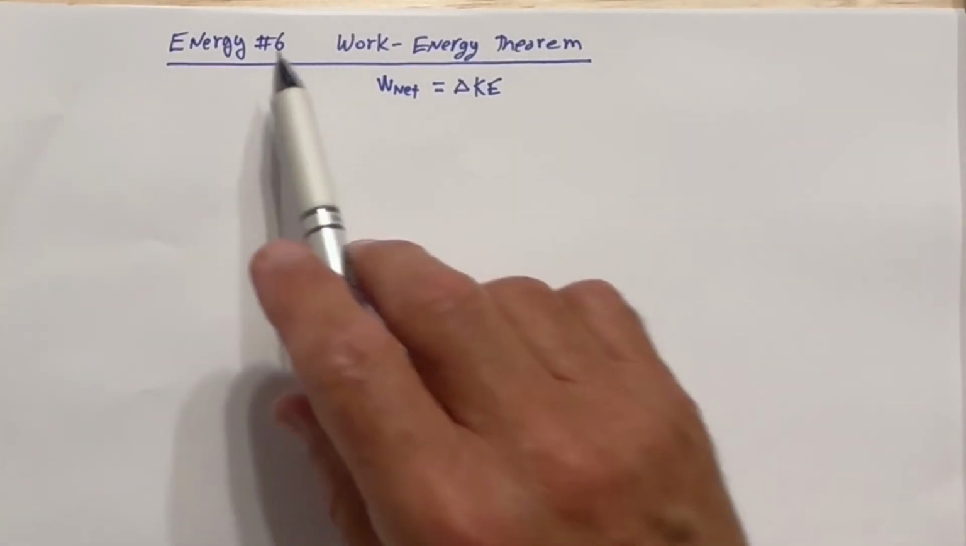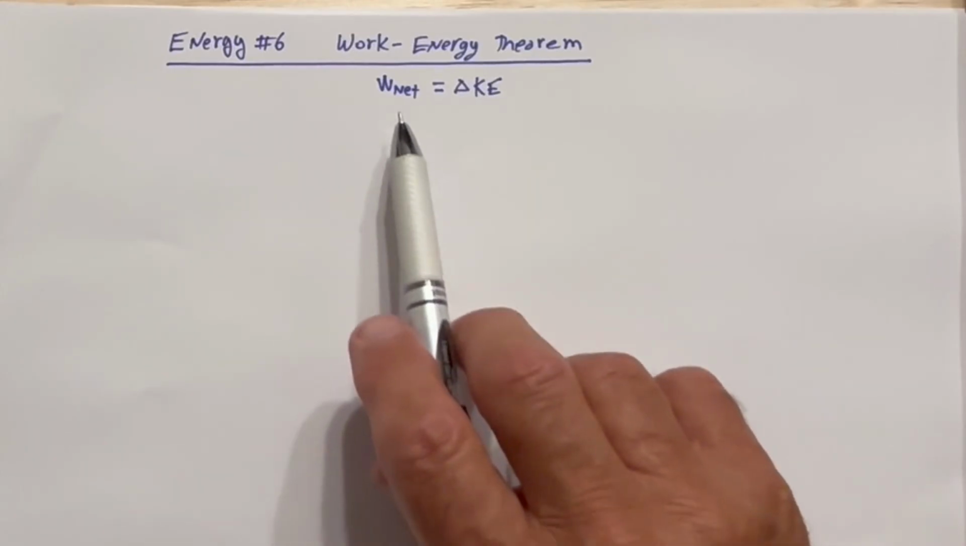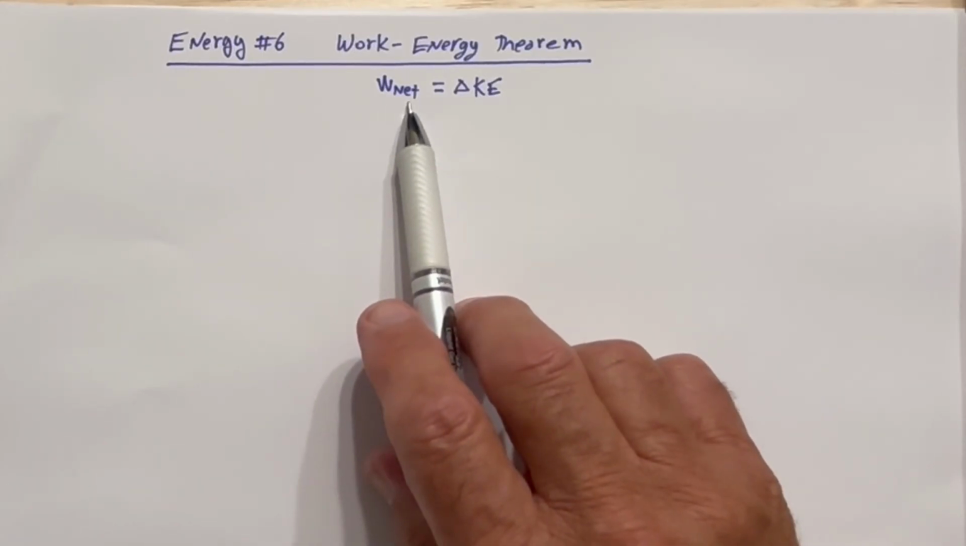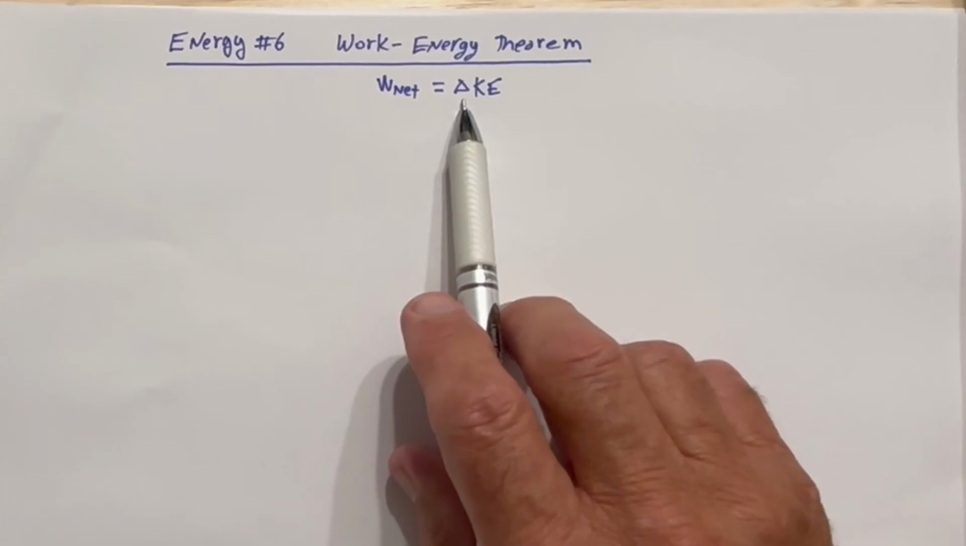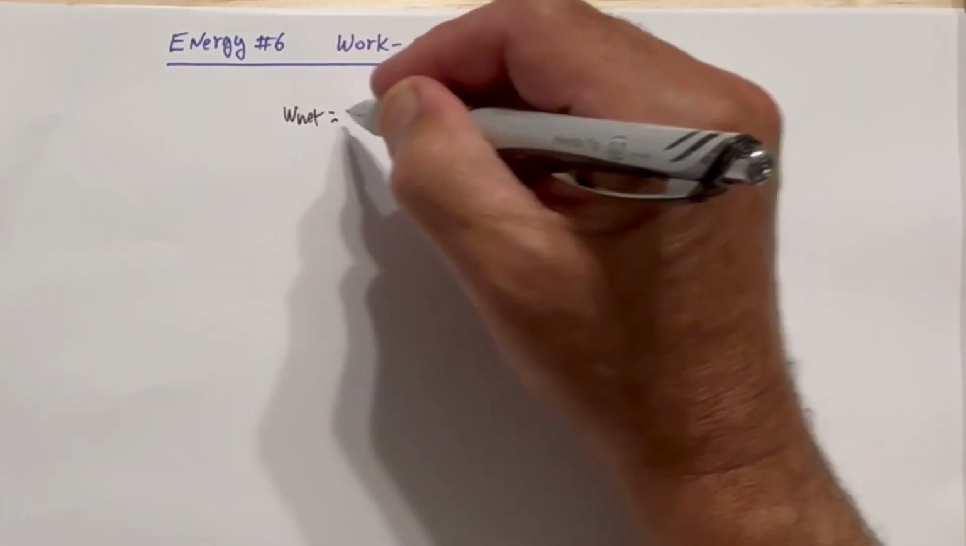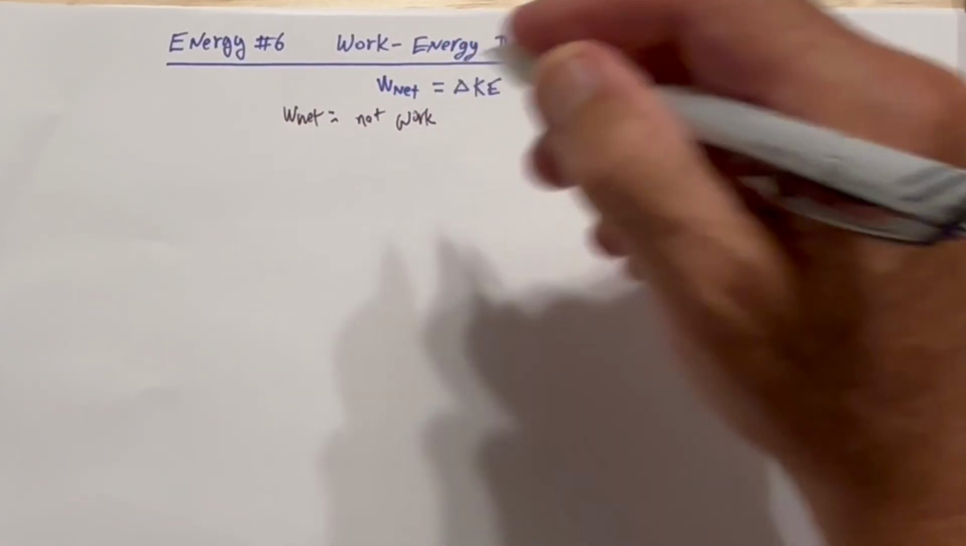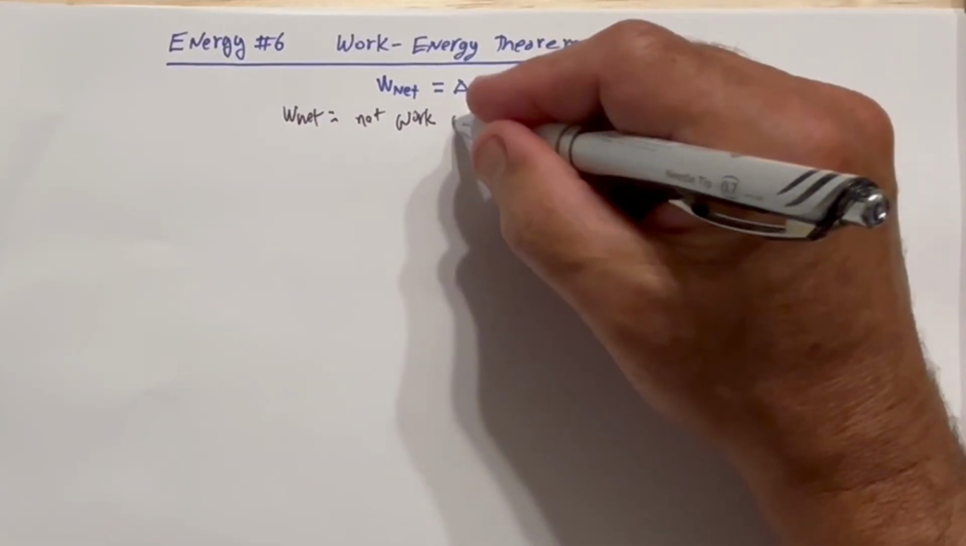Welcome to my 6th video in my energy series. This is on the Work-Energy Theorem. So this tells us that the net work is equal to the change in kinetic energy, where W net is equal to the net work done on an object.